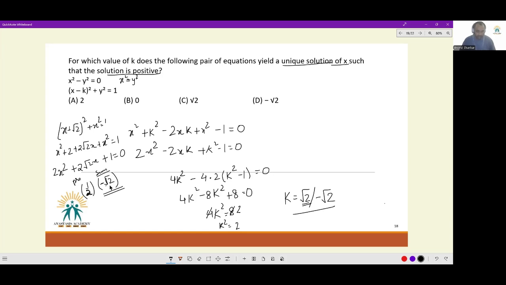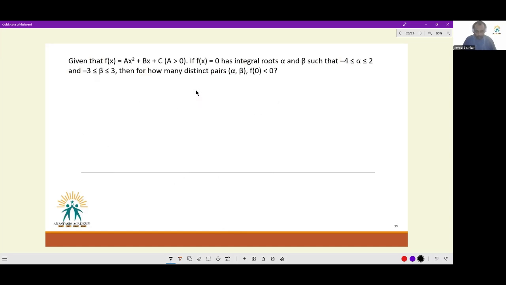If the sum is negative and the product is positive, then both the roots have to be negative. That is not possible because the solution had to be positive. So the only way it works is if k is equal to root 2. k equal to minus 2 will be rejected, minus root 2 will be rejected. The correct answer for the question will be option C.